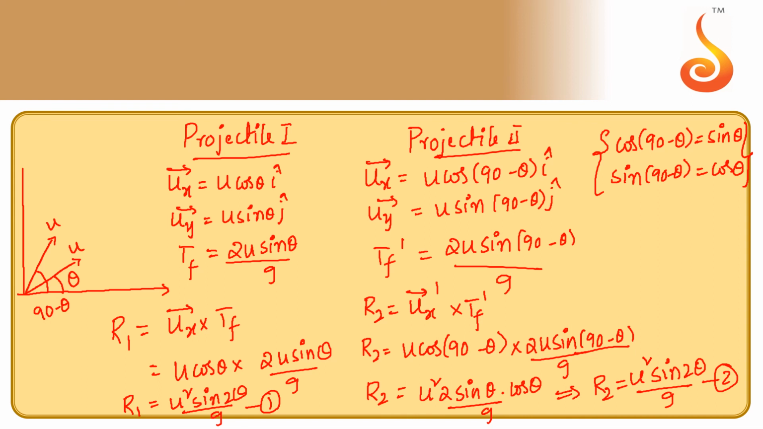Therefore, here we got range 1 is equal to u square sin 2 theta by g, and range 2 is also u square sin 2 theta by g. That means if any two projectiles are projected with the same velocity but at two complementary angles, then the range of both the projectiles would be the same.